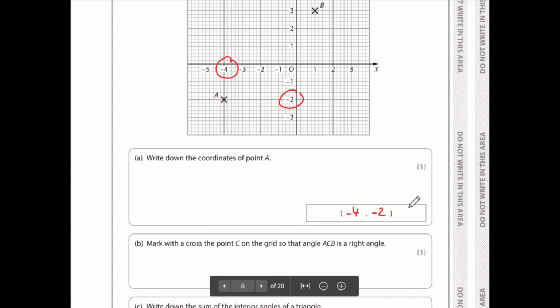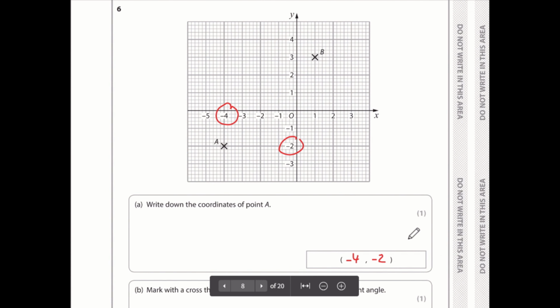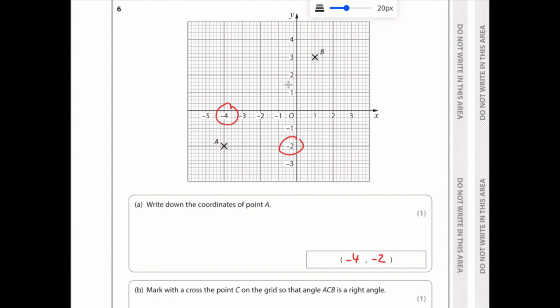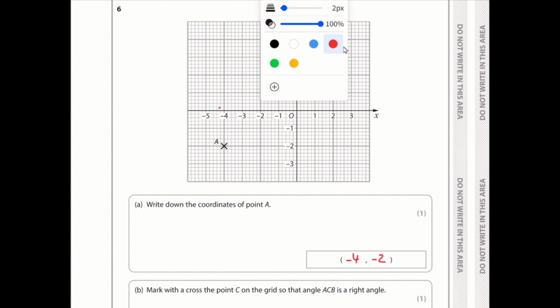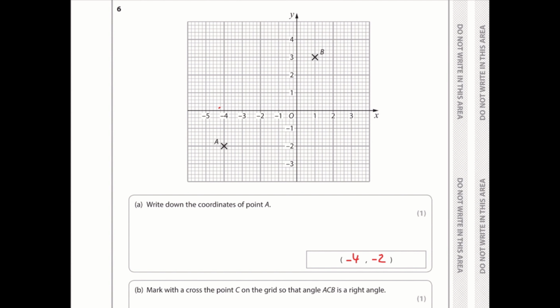Part B, mark with a cross the point C on the grid so that ACB is a right angle. First of all, let me just get rid of these workings here that might confuse us a little bit. So we want to make a right angled triangle, and there are a couple of options here. For me, the most obvious one is I can turn this into a right angled triangle if I just draw straight lines going horizontally from A and vertically down from B to this point here.